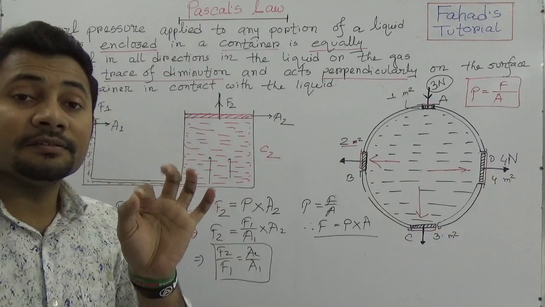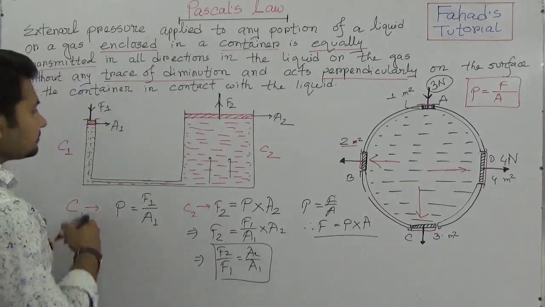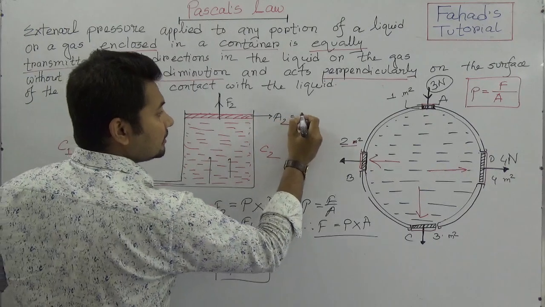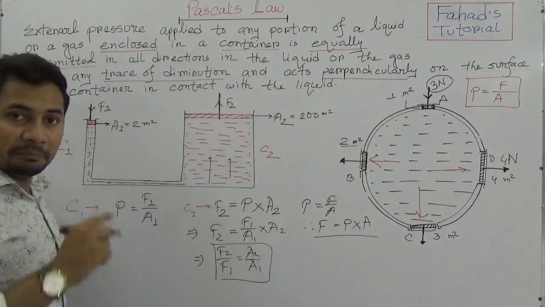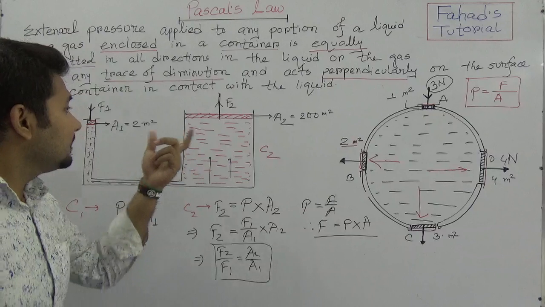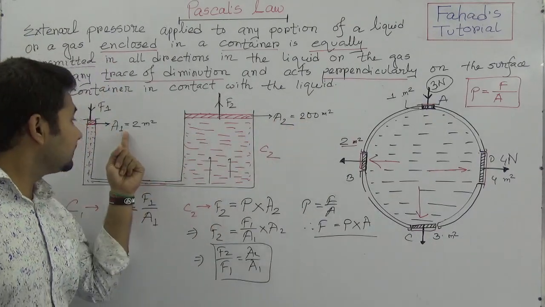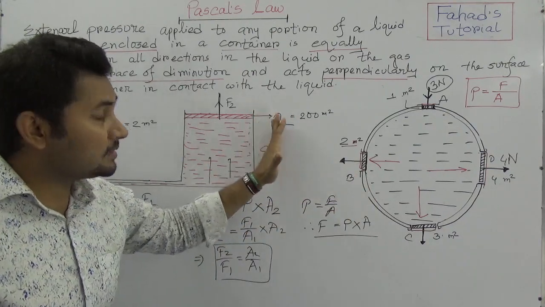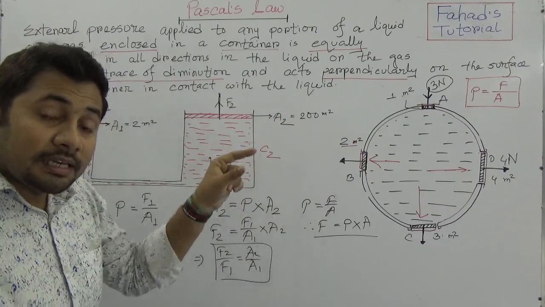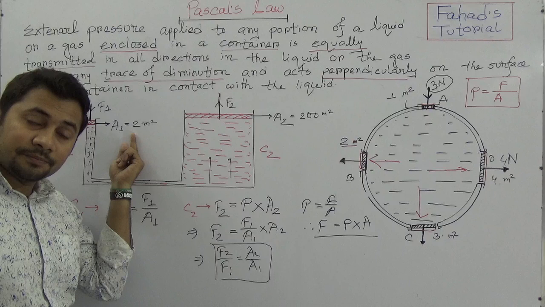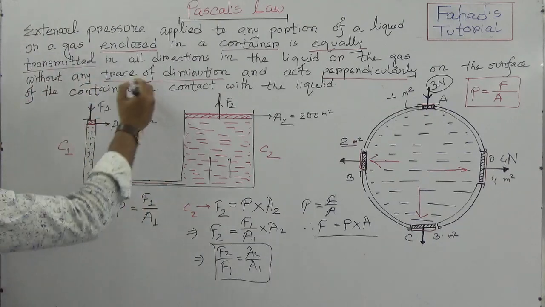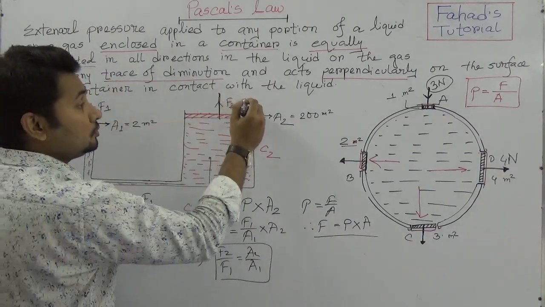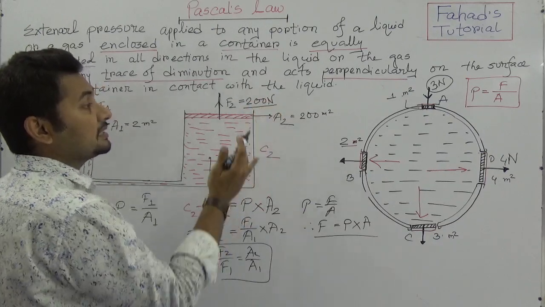How will it happen? I'm giving you a very simple idea. Suppose the cross-sectional area here is 2 meters square and here 200 meters square, very simply. So you can see that this is 100 times bigger than this one. So this is 2 meters square and this is 200 meters square. So the cross-sectional area of cylinder 2 is 100 times bigger than this one. Now if you put 2 newton of force here, you will have 200 newton of force because of it.